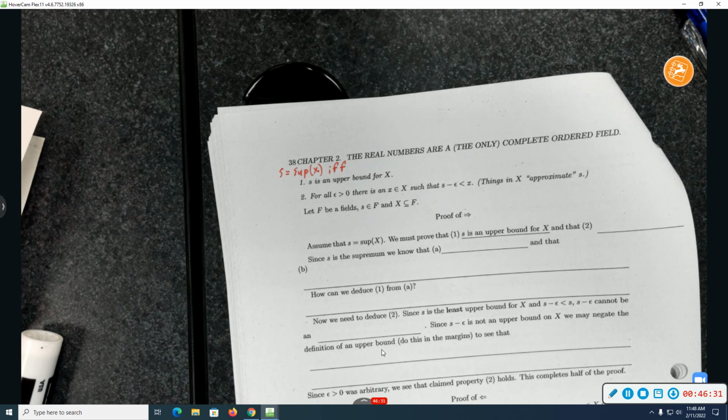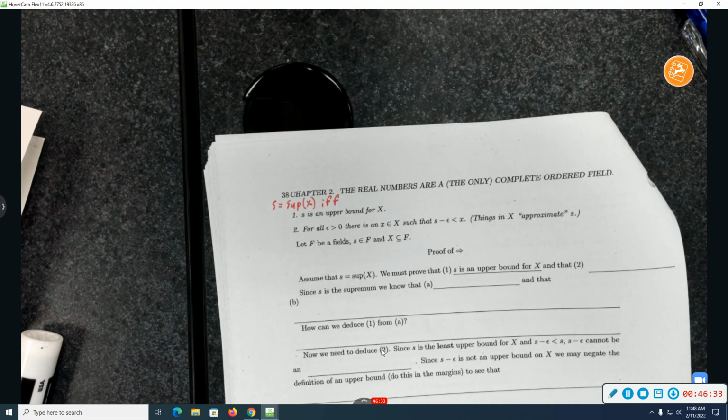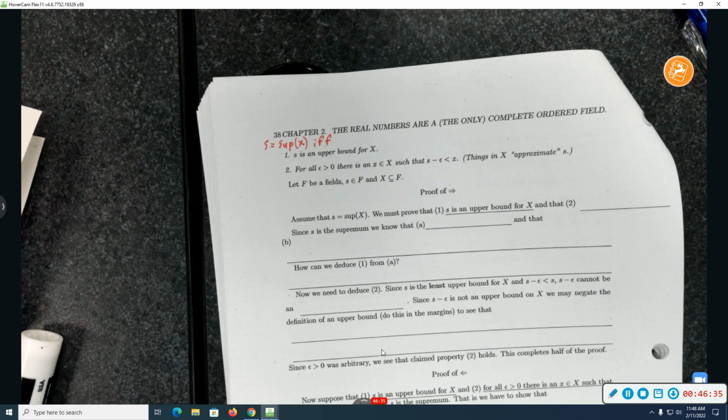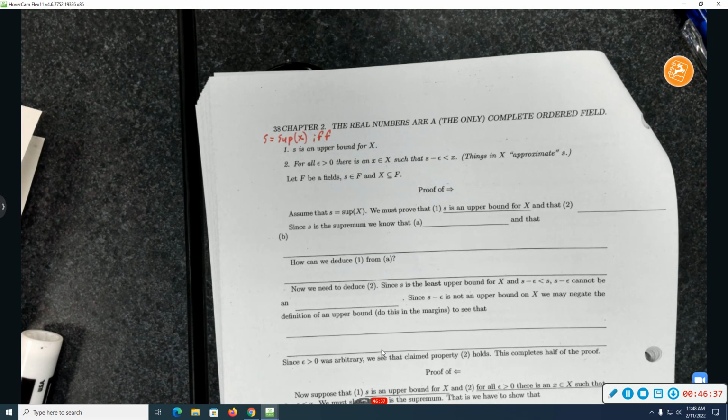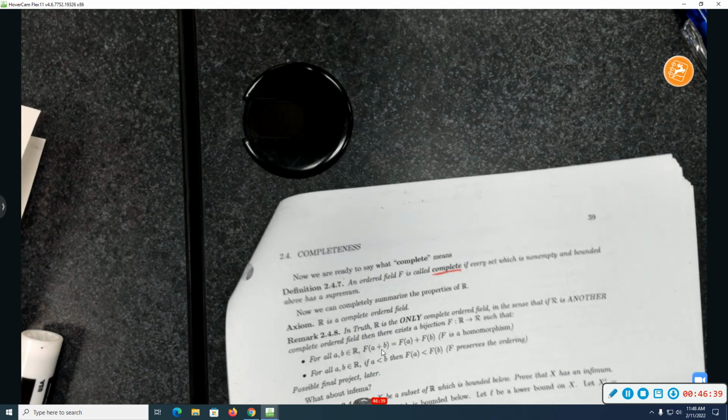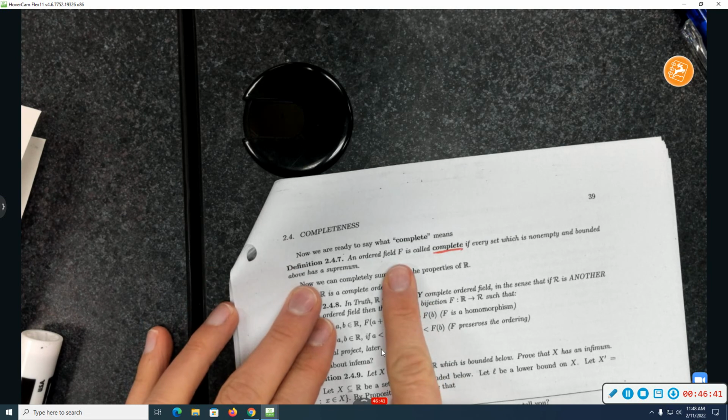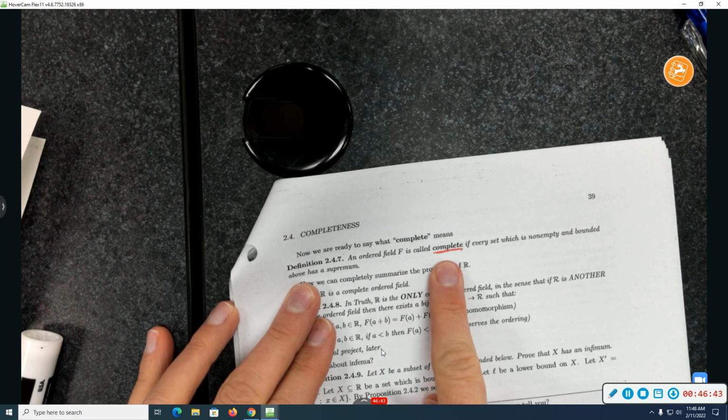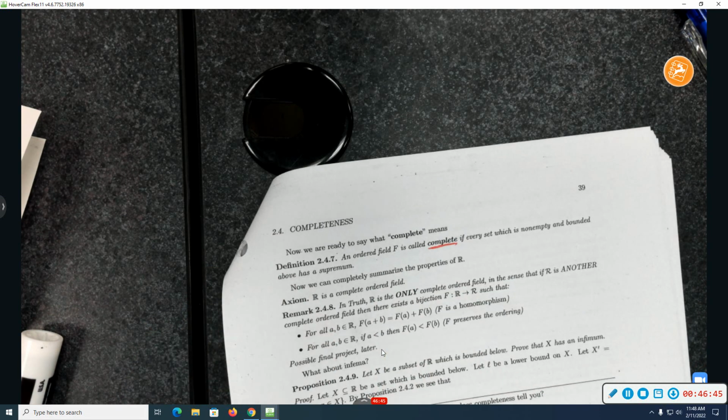But for now, and it'll take about a page, I think I want to close with the following axiom. So what does it mean to say an ordered field is complete? An ordered field F is complete if every set, except for the empty set, that has an upper bound has a supremum. So everything that has upper bounds has a best upper bound.